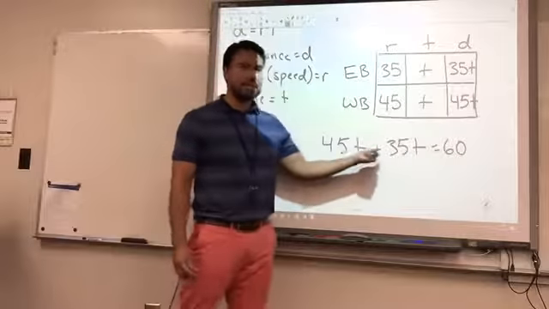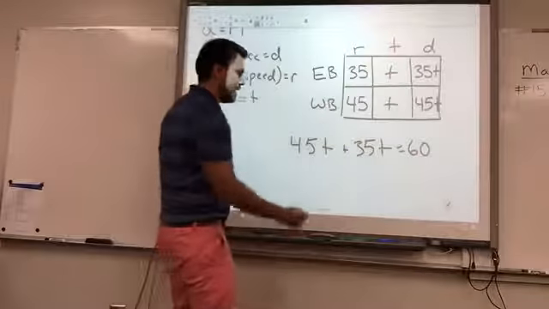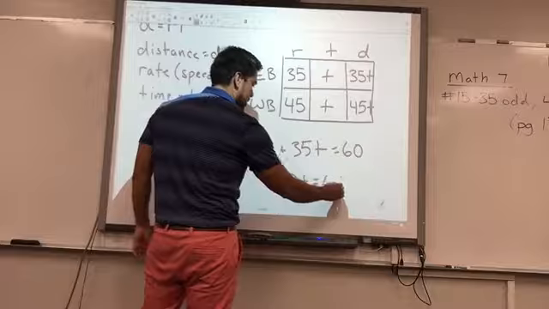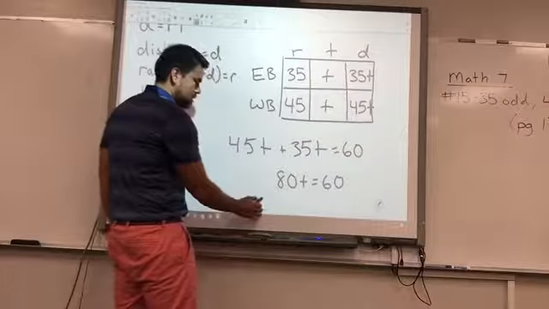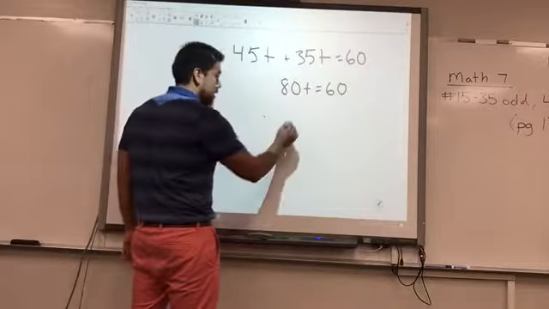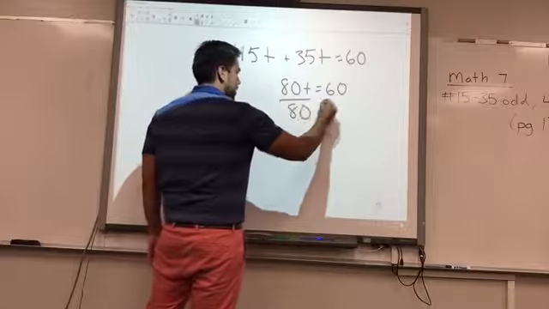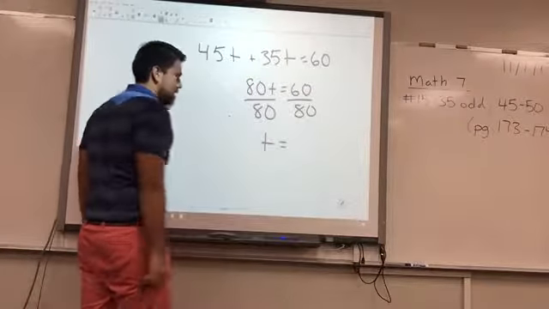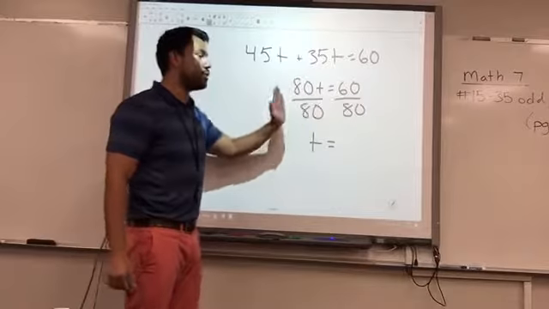So what's 45t plus 35t? 80t. So I have 80t equals 60. And then what do you have to do to both sides here? Divide by 80. Uh-oh, that causes a problem. Thankfully in this problem, it won't. What's 60 over 80 reduced?